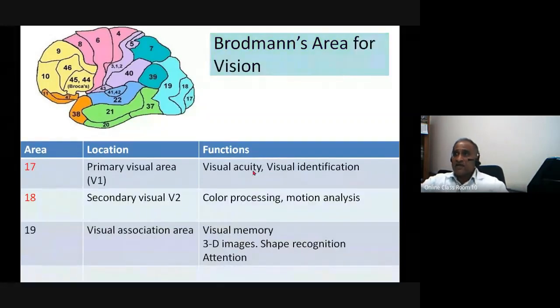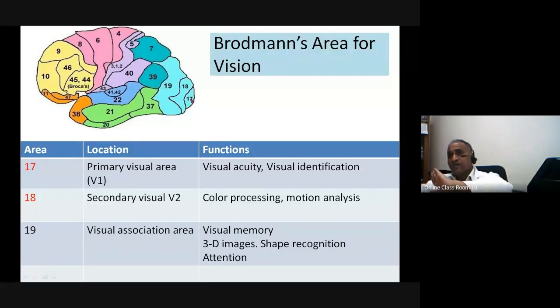Now comes the Brodmann's area for vision. I have used this color exactly; I did not match with this color. And this is 17, 18, 19. 17 is the primary visual area. This is where the lateral geniculate body directly projects to area number 17.